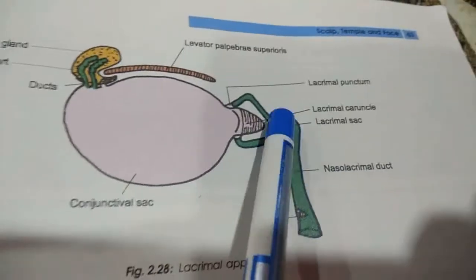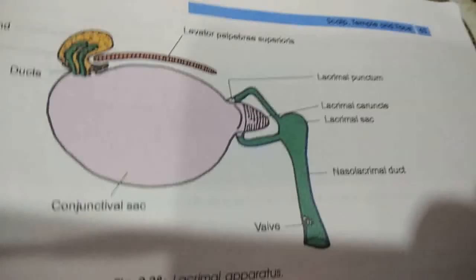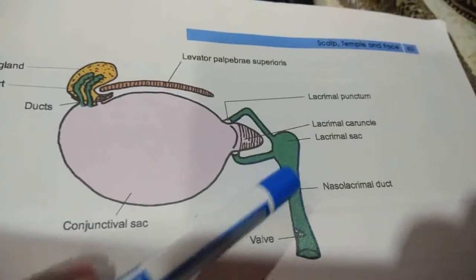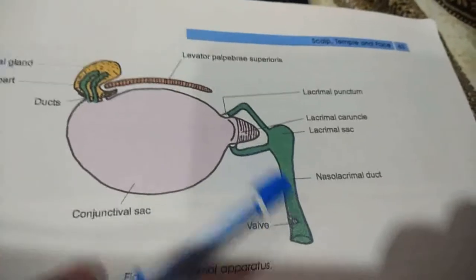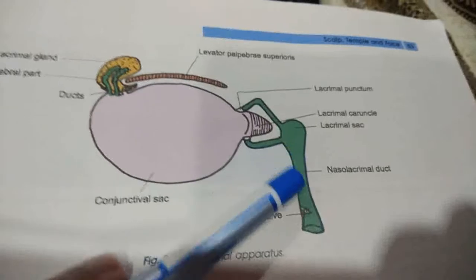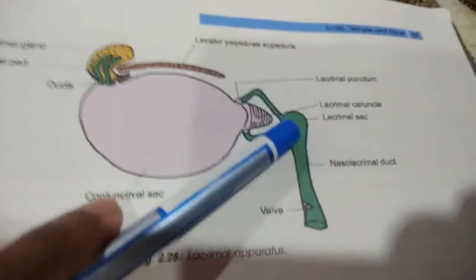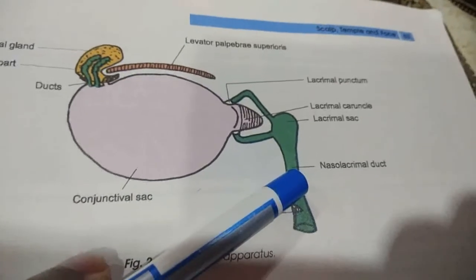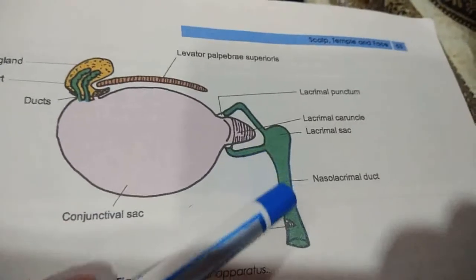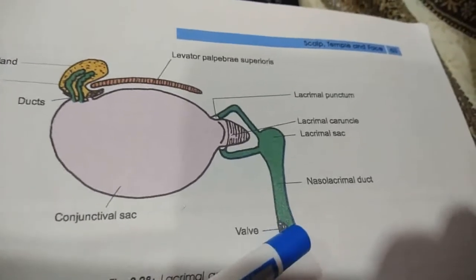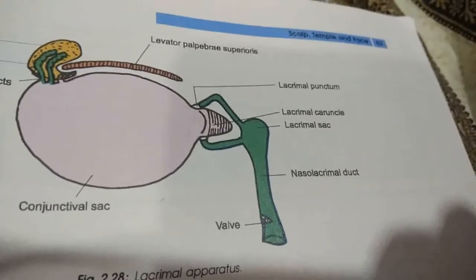Dacryocystitis is the name of the infection that occurs in the lacrimal sac. Next is the nasolacrimal duct; remember its length. The nasolacrimal duct is a membranous passage 18 millimeter long. It begins at the lower end of the lacrimal sac and runs downwards, backwards and laterally, and opens into the inferior meatus of the nose.